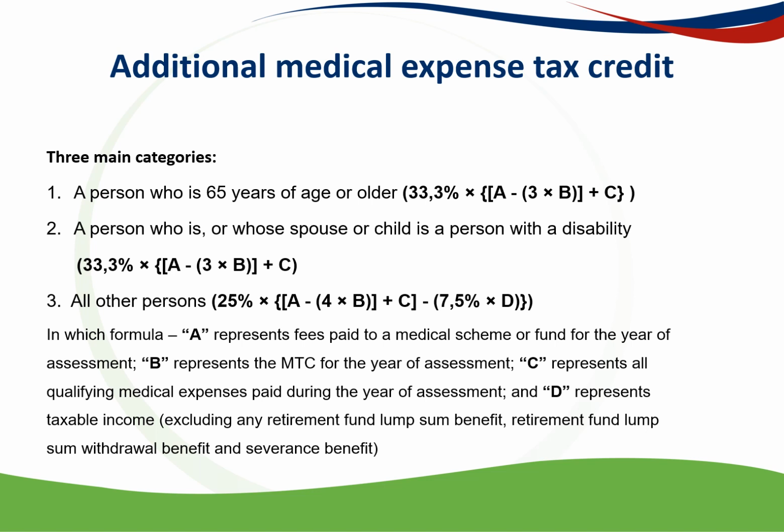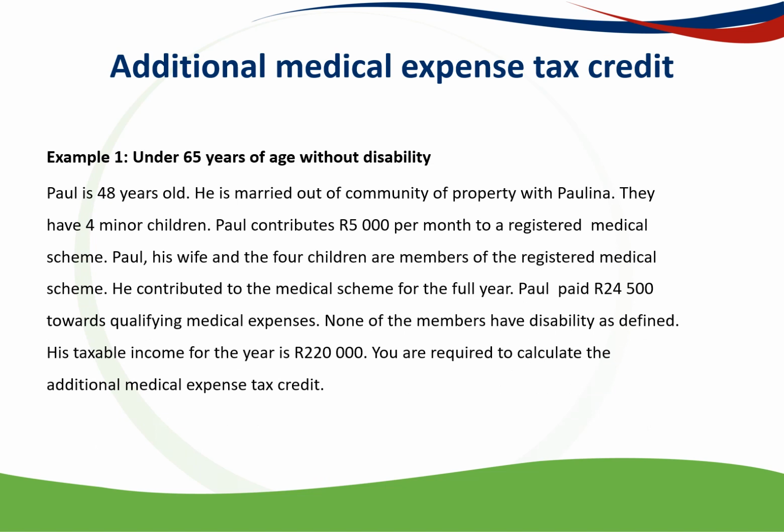If you look at this formula, these are the 3 scenarios that you will get in any given case, not more than this. You've got to apply which category the individual falls in, and then from there, of course, you see which formula works. So we're going to do a quick example again on these 3 scenarios. Paul is 48, married out of community of property. They have 4 minor children.